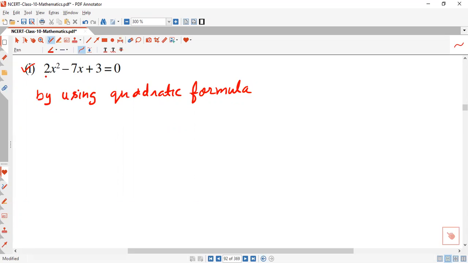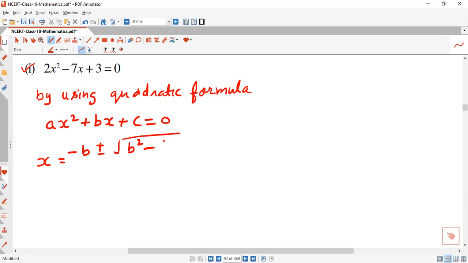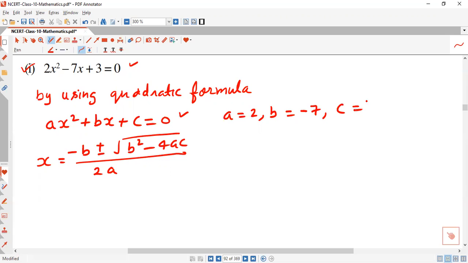In this equation, if we compare with the standard equation ax² + bx + c = 0, then the quadratic formula says x equals what? x = (−b ± √(b² − 4ac)) / 2a. Compare this equation and that equation. You are getting a equal to 2, b equal to −7, and c equal to 3.